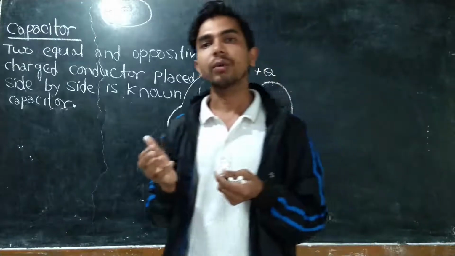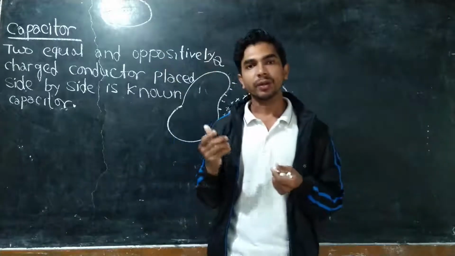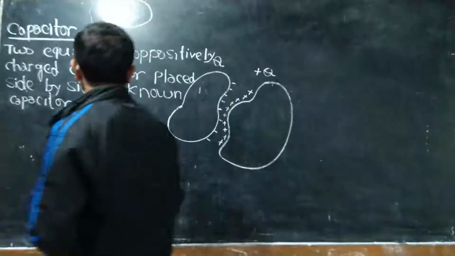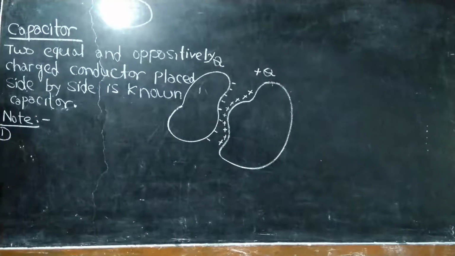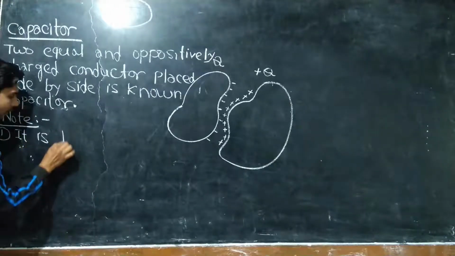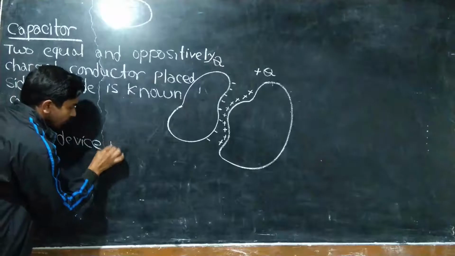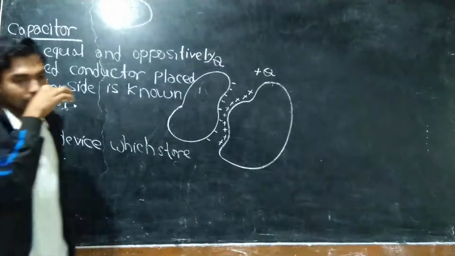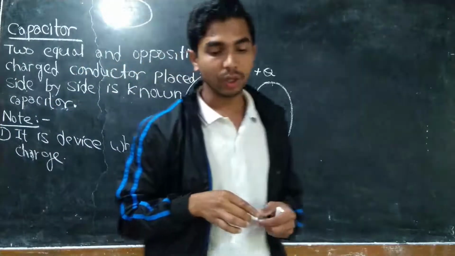So first of all, what is a capacitor? A capacitor is a device which stores charge. So the first point I am going to write as a note: a capacitor is a device which stores charge.